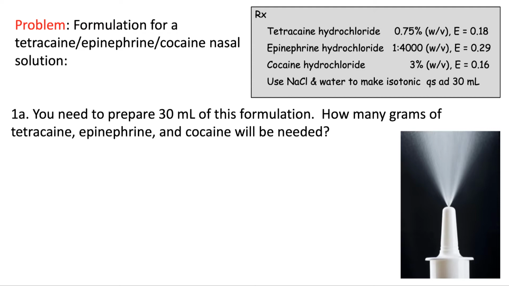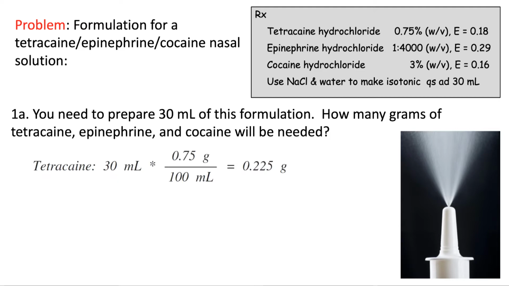The first question, part A here, says you need to prepare 30 milliliters of this formulation. How many grams of each of the active ingredients will you need? Okay, it's pretty straightforward. We're going to use our volume of 30 milliliters and our concentrations for each of the three different ingredients. Part of the problem being, though, our concentrations were expressed in different ways. So let's do this one at a time.